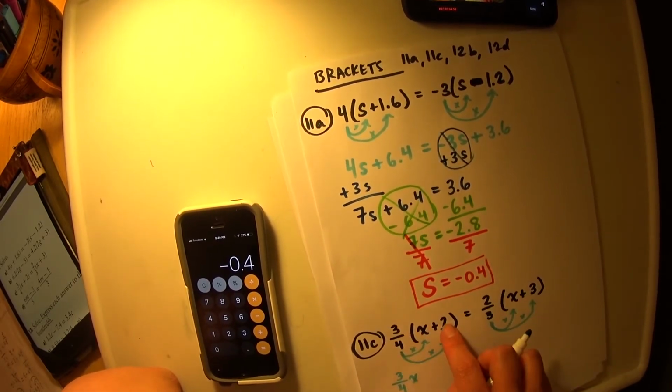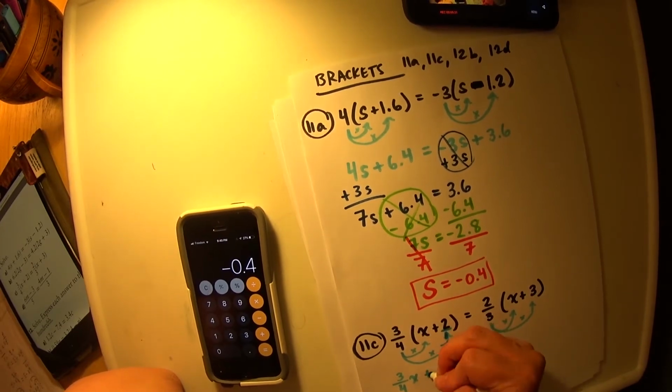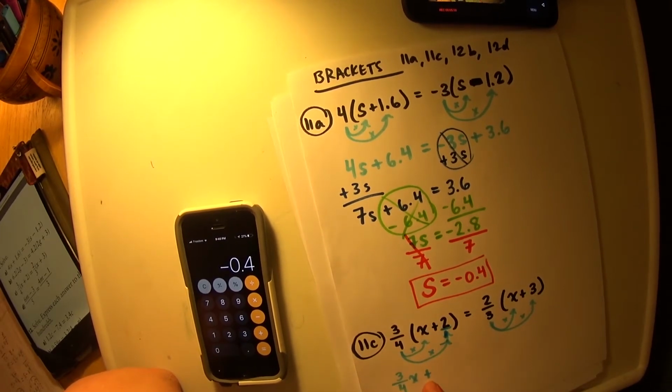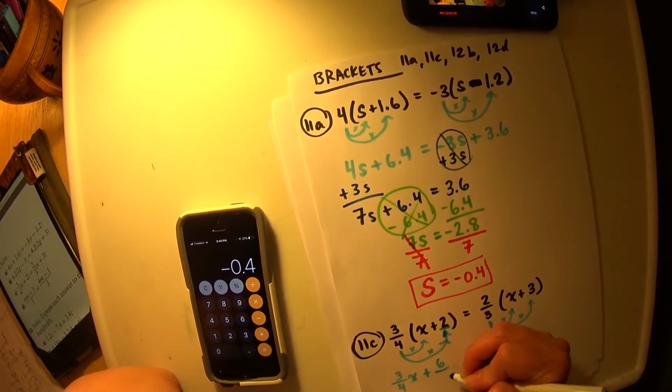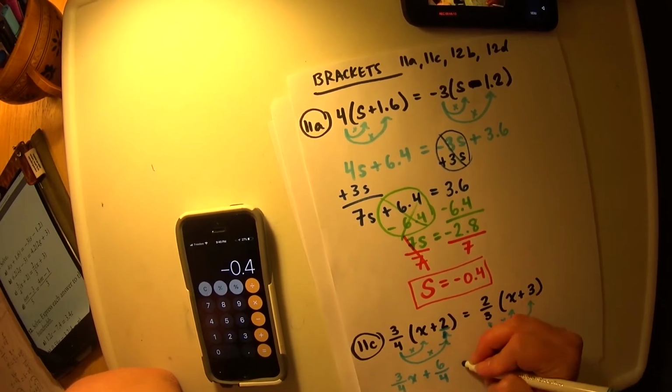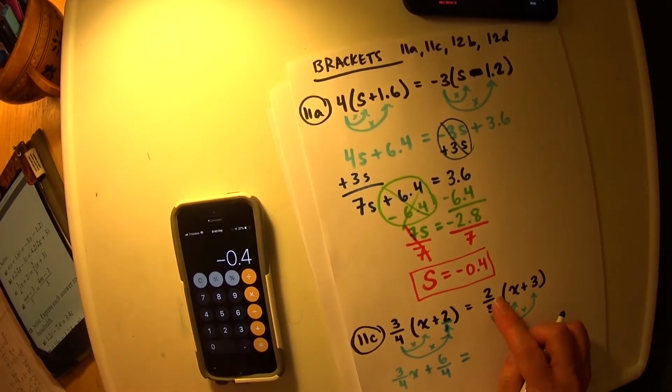So we've got 3 times 2. And we know positive times positive gives us positive, so I should put that down first. 3 times 2 gives me 6. 4 times 1 gives me 4. Okay, on to the other side.